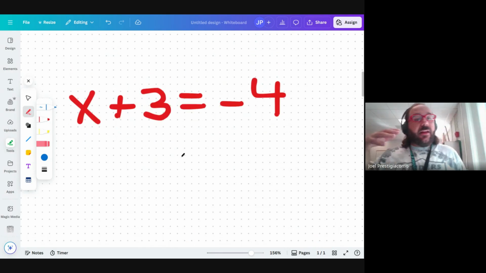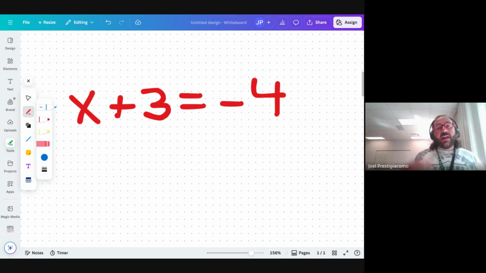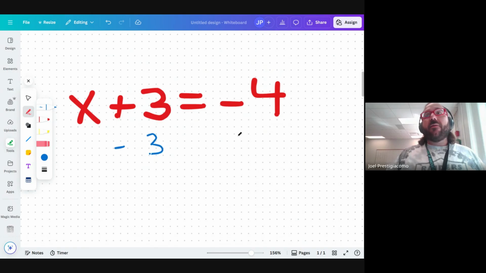So it still works, right? It doesn't matter what's on the other side, right? Negative 4 could be any number on the other side. We still approach this the same way. We look for the side where there's x. There is 3 being added to it, so we're going to subtract 3 from both sides. And this is going to give us x equals negative 7.